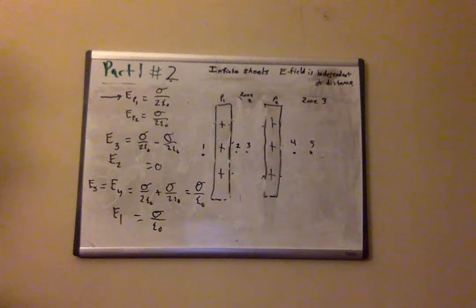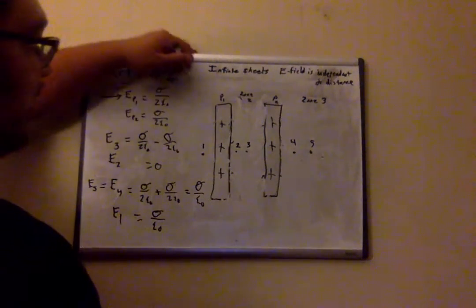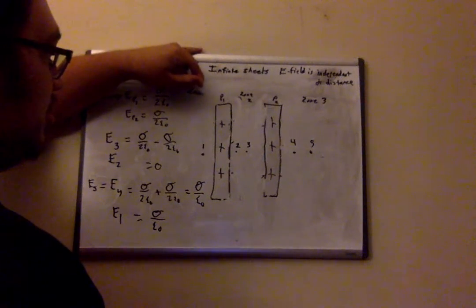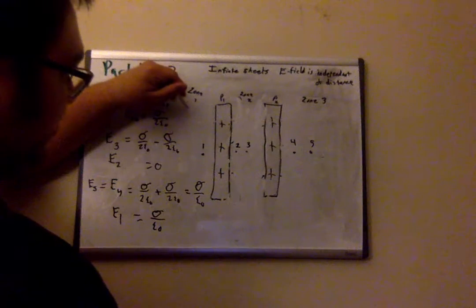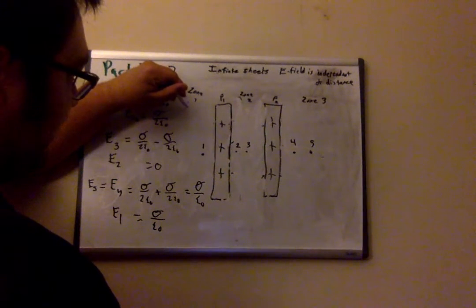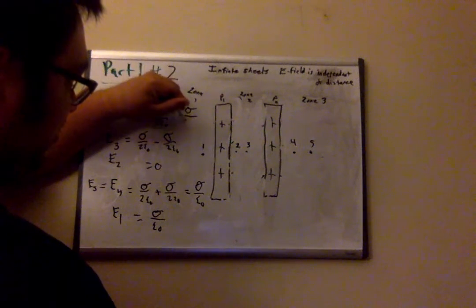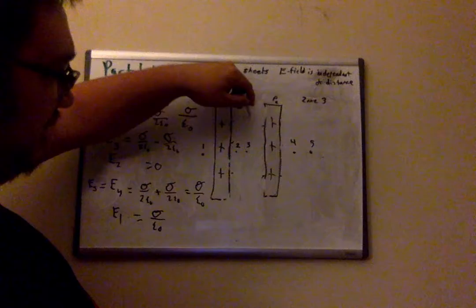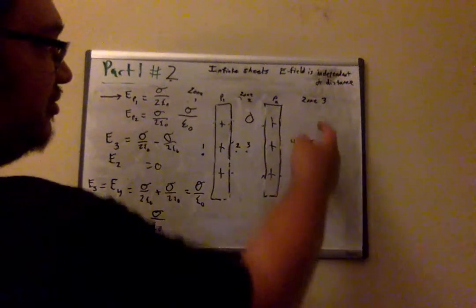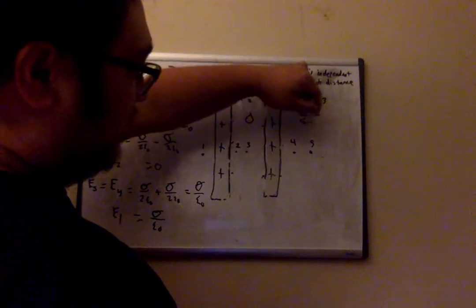Sigma over epsilon naught. So the E field in zone 1, at any point here, the magnitude is sigma over epsilon naught. For zone 2 it will be 0. For zone 3 it will be sigma over epsilon naught.